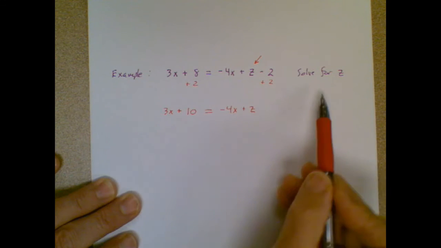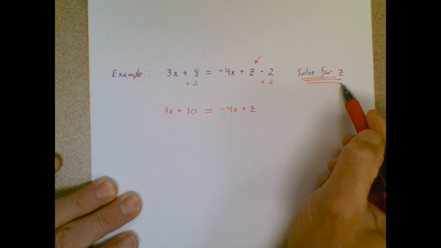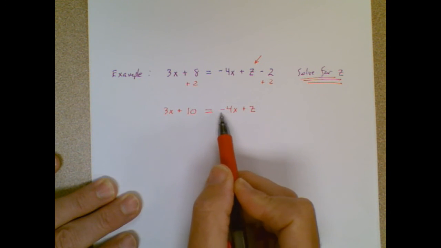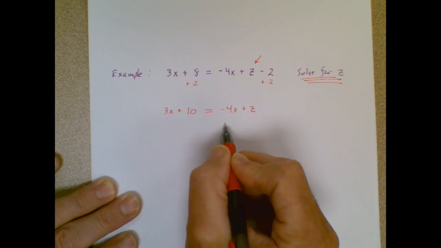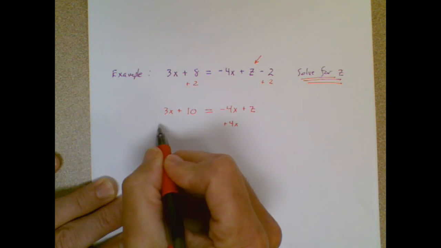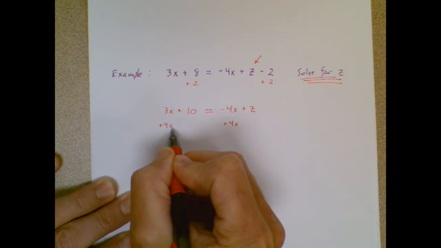All right, my goal was to solve for z, but I have not solved for z because z is not by itself. I need to get rid of the 4x, or in this case a negative 4x. The opposite of minus 4x is plus 4x. I do it to the left, I do it to the right.